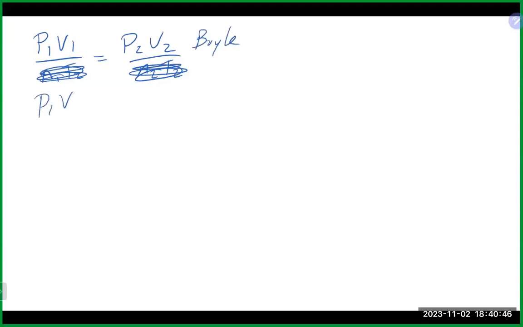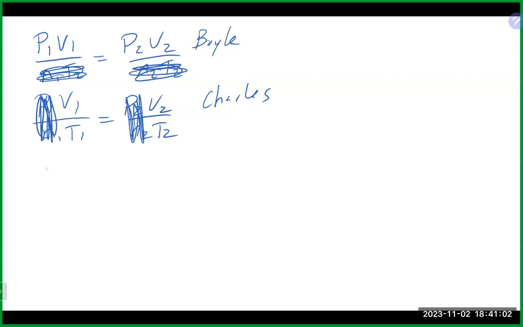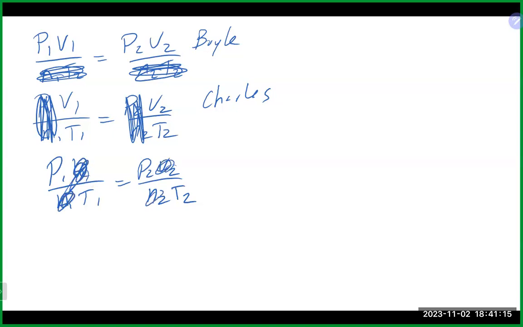If you take this combined gas law and you come across a problem where they don't mention anything about pressure or moles, you just scratch it out on both sides, and now you have Charles' law. You could take this one, and if nothing is mentioned about volume or moles, you could scratch those out. There's Gay-Lussac's law.